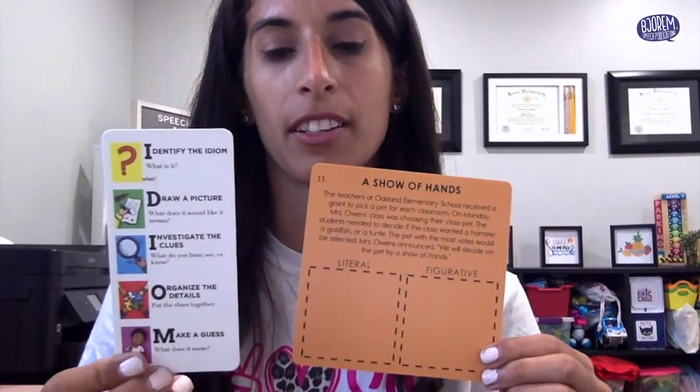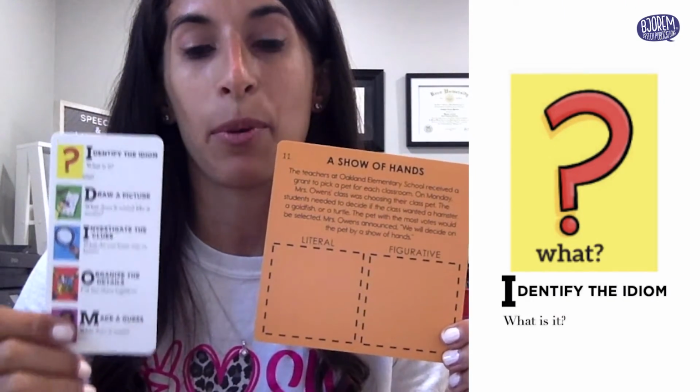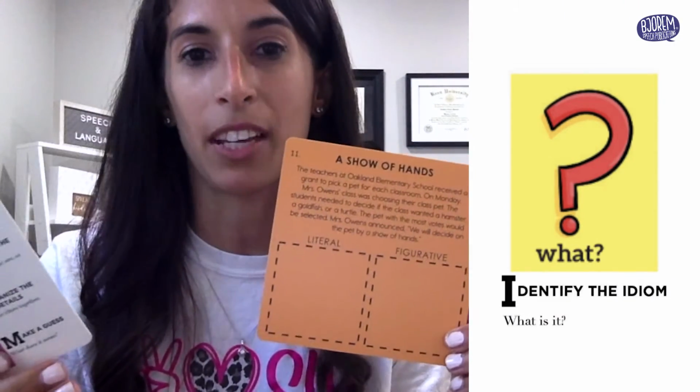So now that we have all of our materials, let's put it all together for a sample session. So we are going to have our idiom a show of hands. You're going to start the session by going over what is an idiom, and you're going to have your strategy. After you read the story to your students, you're going to start with I stands for identify the idiom. What is it? They are going to tell you a show of hands.